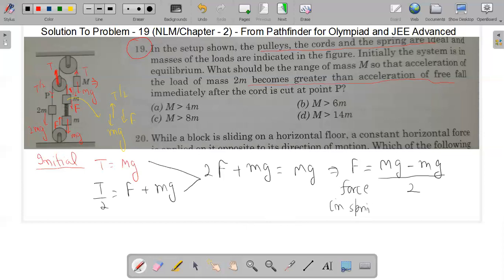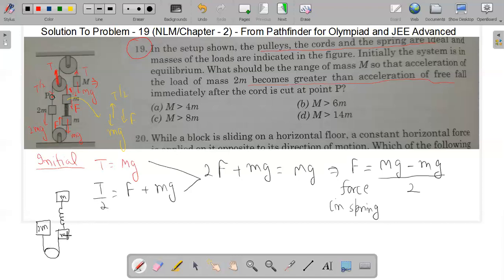Now, the concept of this question. When the string at point P is cut, we are left with a system like so. We will have the 2m mass on the left side connected by the string and a pulley. From that pulley, you will have a mass small m on the other side connected to the spring, which is further connected to the mass small m and so on. I'm not drawing the complete figure because there is no need to consider the other part of the system.